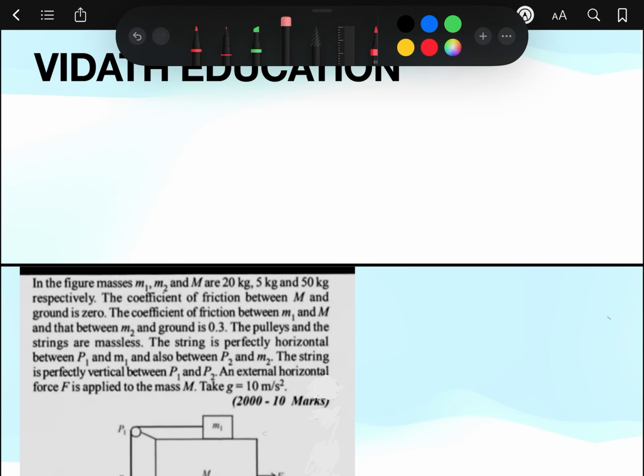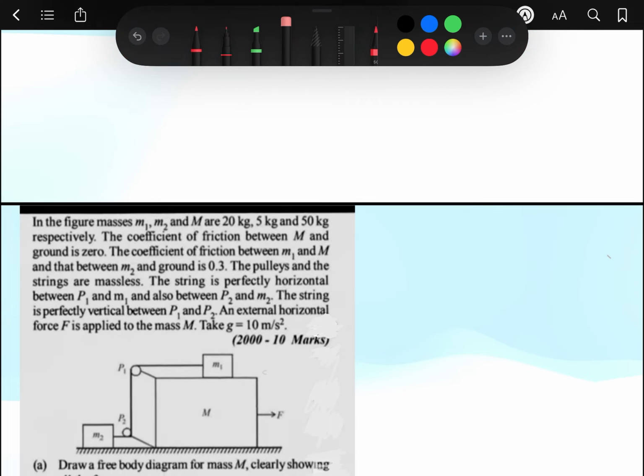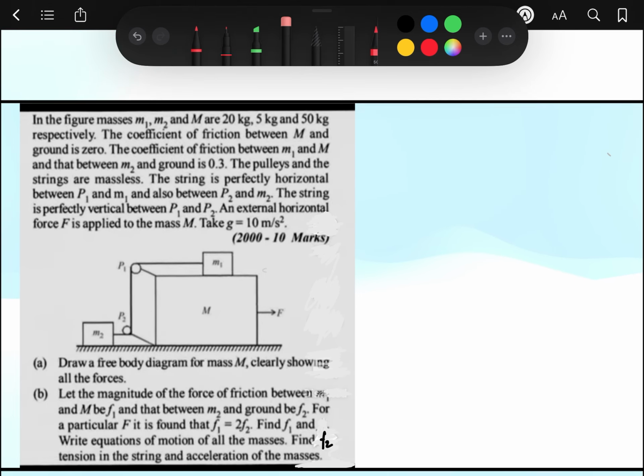So here is another question from IIT JEE PYQ. This is one of the most important and it is having some tougher parts in it. It is from the subjective part, actually from the year 2000. Okay, so here is the question.